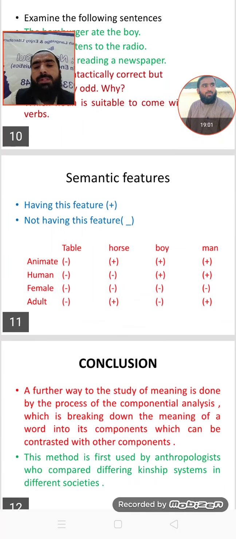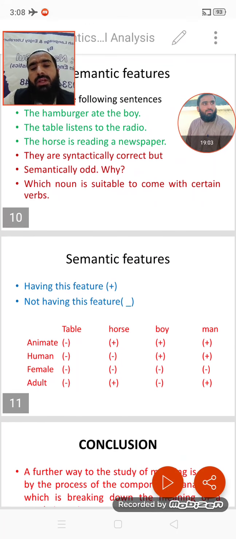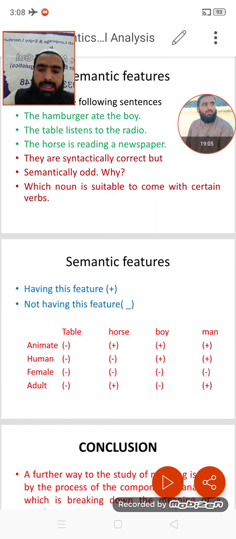For example, animate, table. In table, this feature is missing. Animate means human being, a living thing. This feature is absent, so in the matrix we put a symbol of minus. So we are removing that very feature from the word table. Now we are making the analysis.